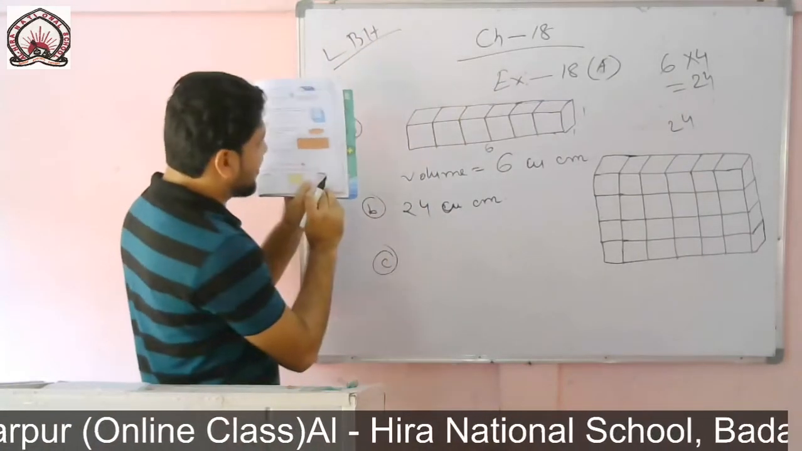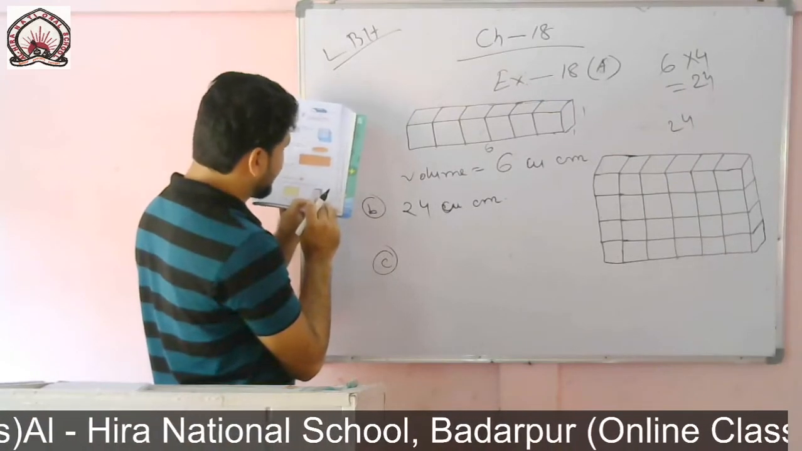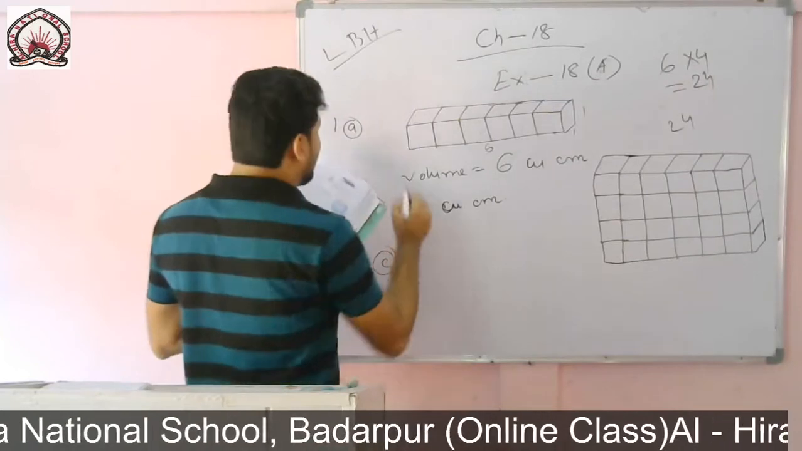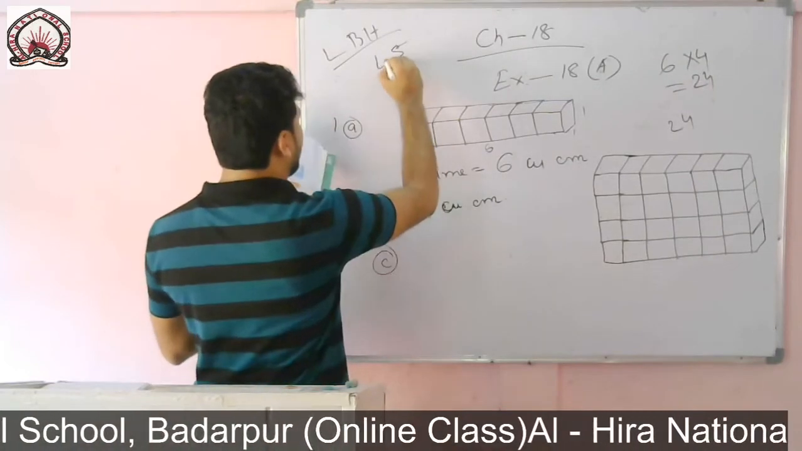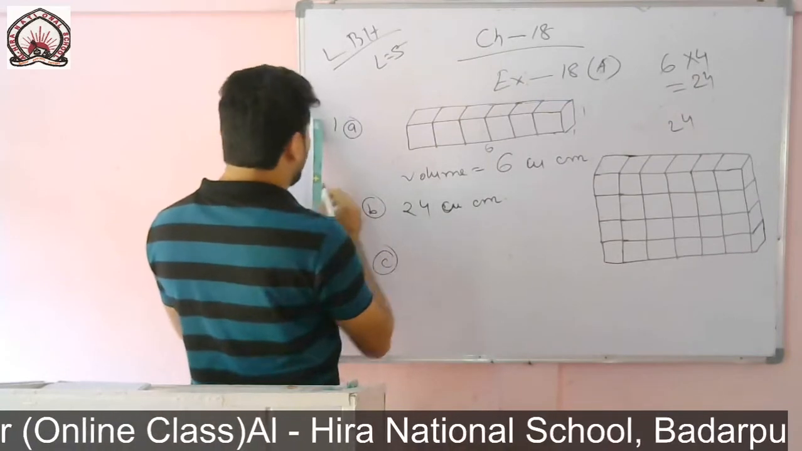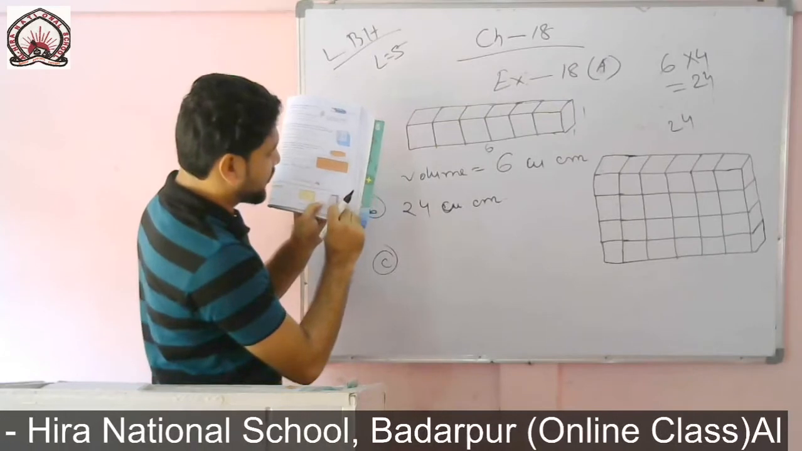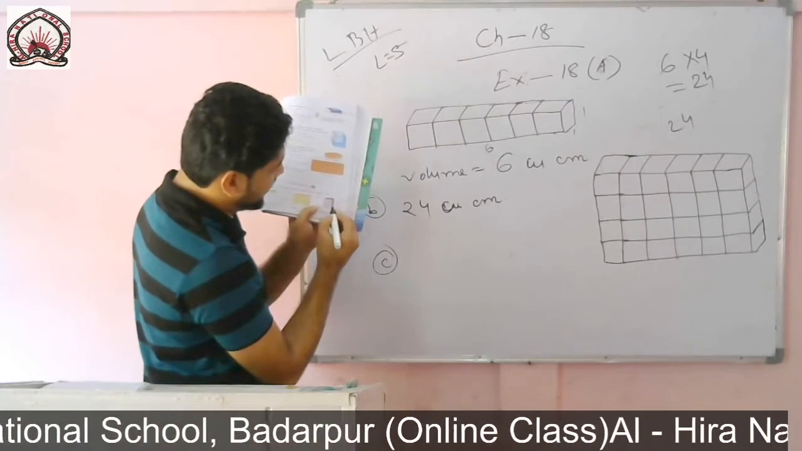You see, if you count length, then we'll get 1, 2, 3, 4, 5. That is, we are getting what? 5 length. Okay. Then breadth, we are getting what? You see breadth, that is the bottom part. 1, 2, 3, 4. Okay.